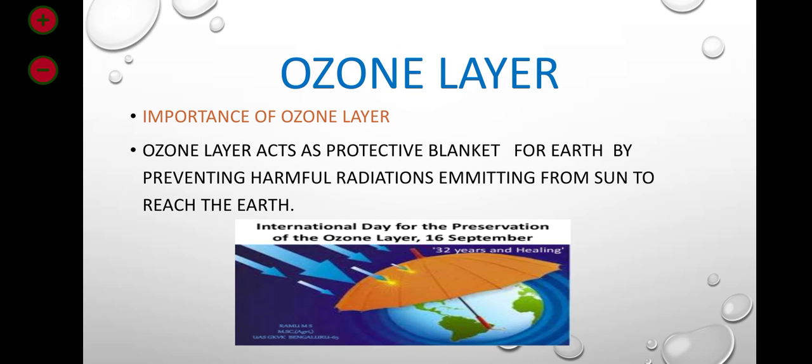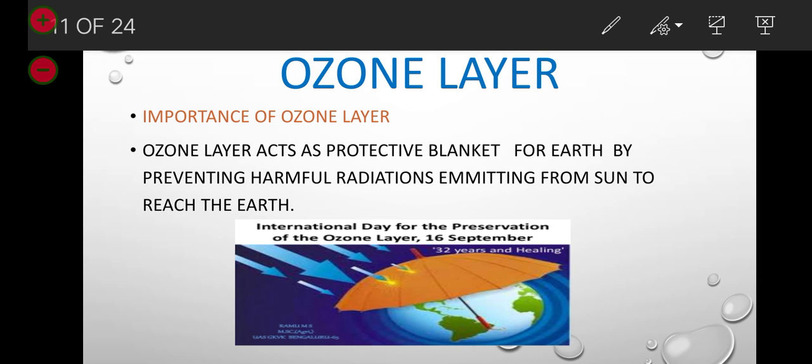So, the importance of the ozone layer. What is the work of this ozone layer? The work of the ozone layer is that it acts as a protective blanket for the earth by preventing harmful radiation emitted from the sun from reaching the earth. See in the picture you are seeing, the radiation is coming from the sun.